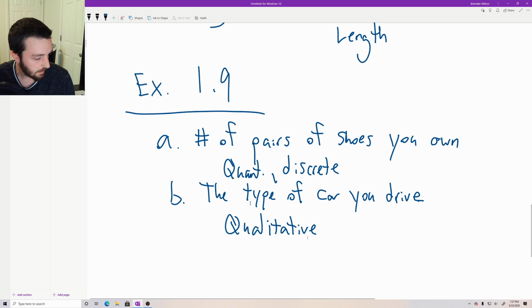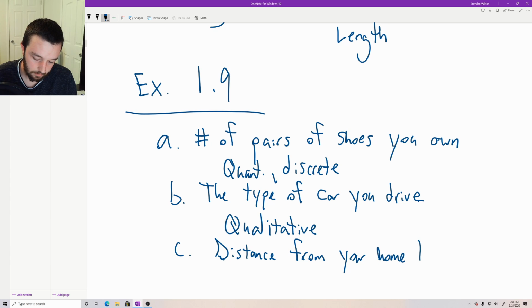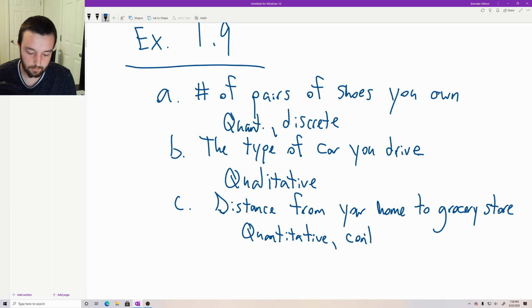I won't do all of these. Let's just go up to C. Okay. So the distance from your home to the grocery store. Okay. Well, distance, that's something that we measure, right? It's not something that we can just count. So this is going to be quantitative, continuous. Okay.